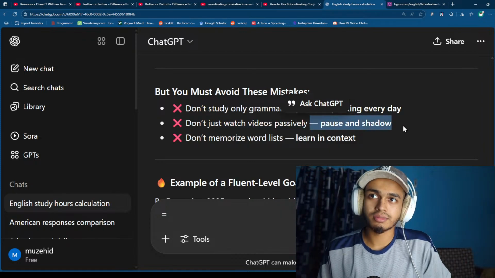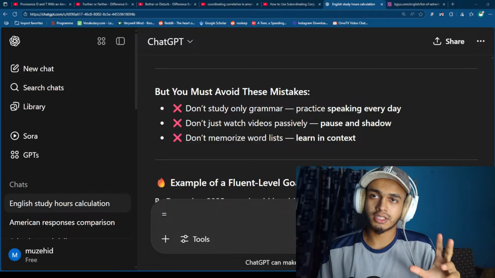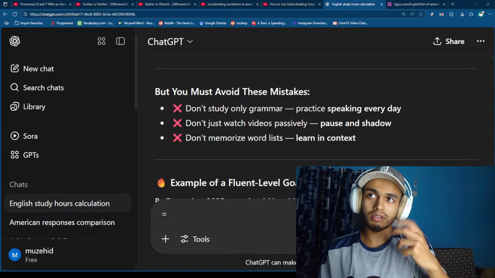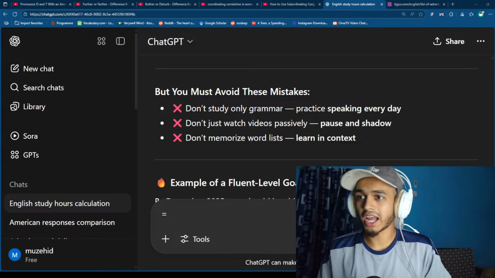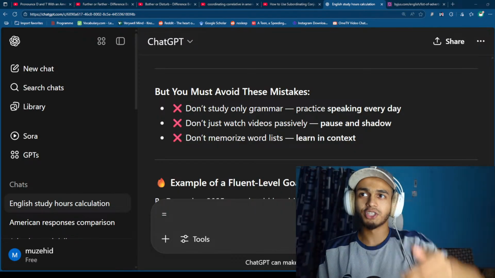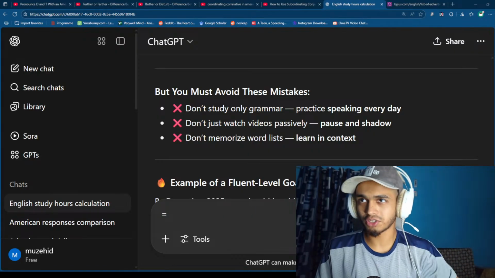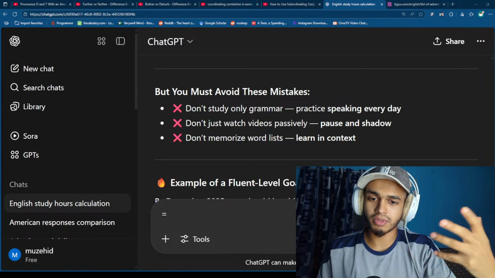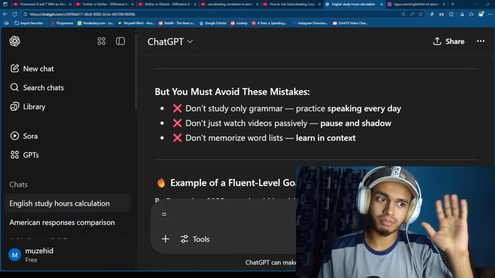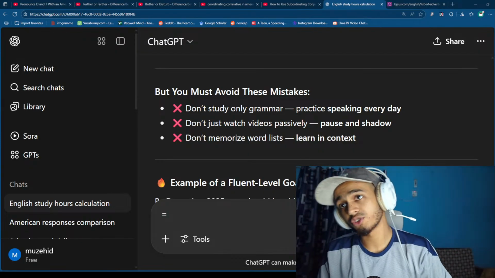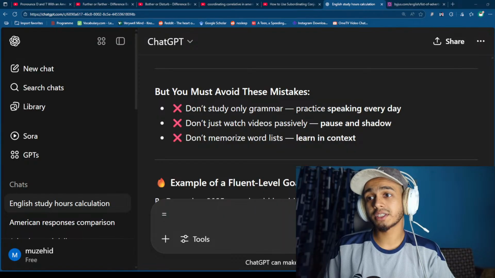Pause and shadow it. I'll play the video, listen to something, and repeat it again. I mean, act like them. And don't memorize word lists. Learn in context. I don't memorize a word list, like here's the list and memorize it. I don't do that. I find some word and search for its meaning, and I get a meaningful answer for that word. That's the amazing thing I've learned.